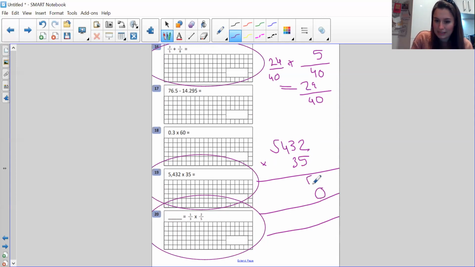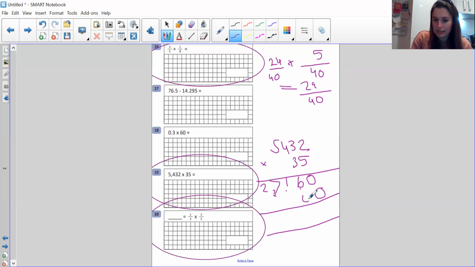5 times 2 is 10. Keep your regrouping nice and small. 5 times 3 is 15, add the 1 is 16. 5 times 4 is 20, add the 1 is 21. 5 times 5 is 25, add the 2 is 27. Now we've already got our placeholder, so when we move to the tens column, we've already got that there.